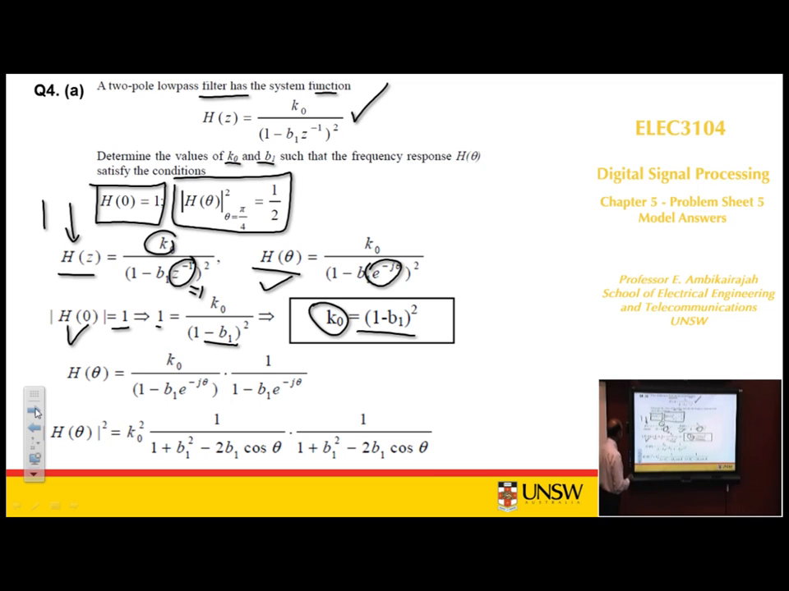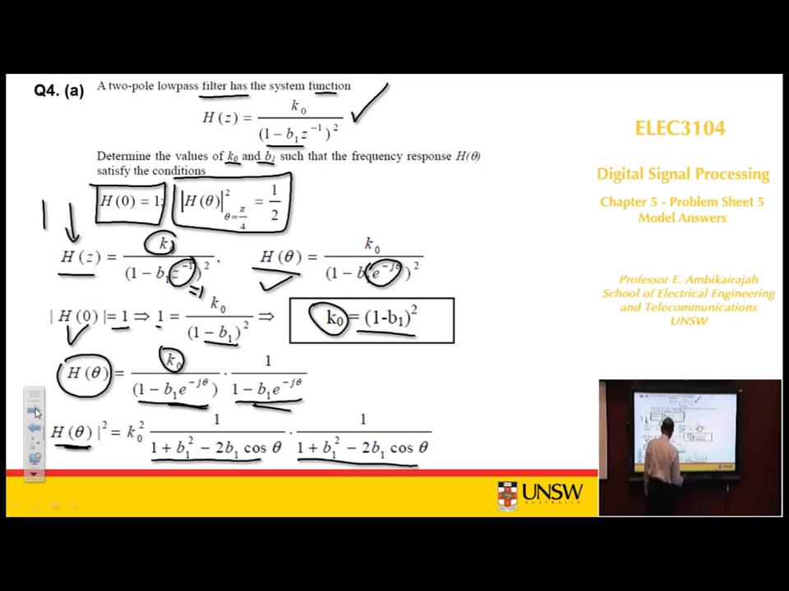So first part done. For the second part, we are trying to find H(theta). This is the same pole repeated twice. So you put K0 over 1 minus b1 e to the minus j theta times 1 minus b1 e to the minus j theta. You can do that. You can do many methods. So we go for the magnitude of H(theta) squared. We find the modulus of that and the modulus of that and multiply. So the modulus is that, the other modulus is that one. So you got that equation.